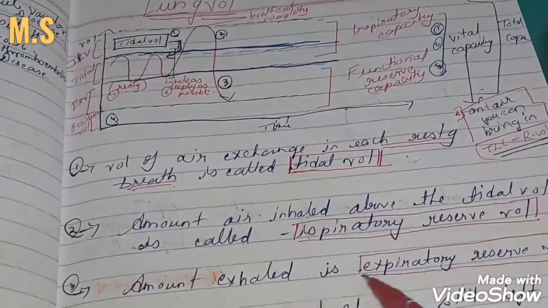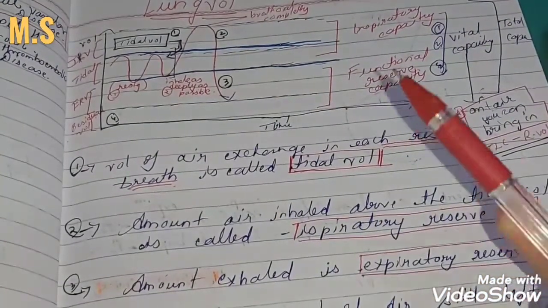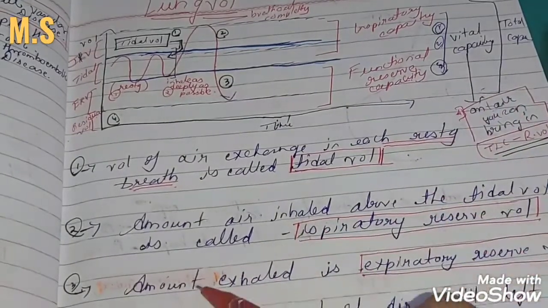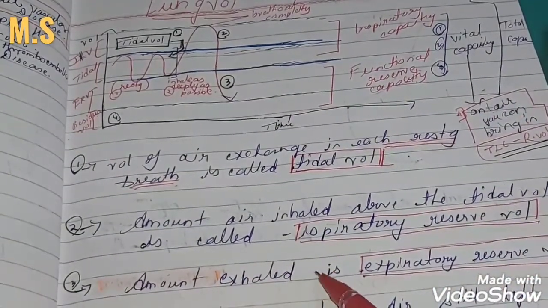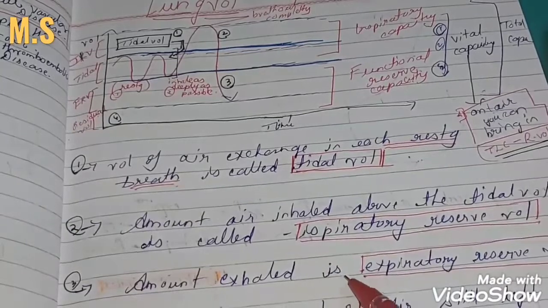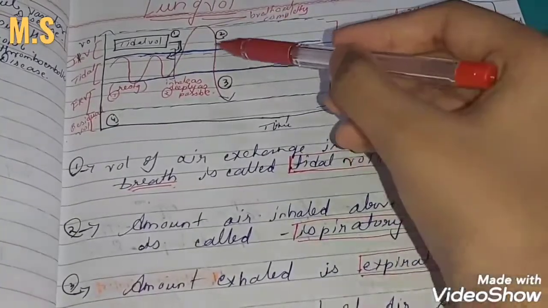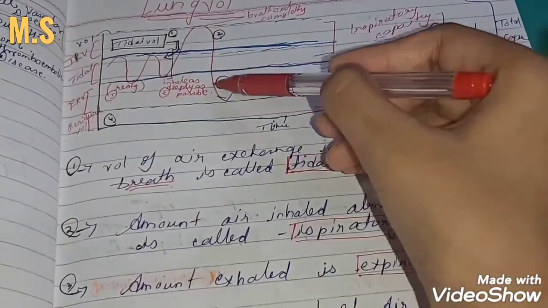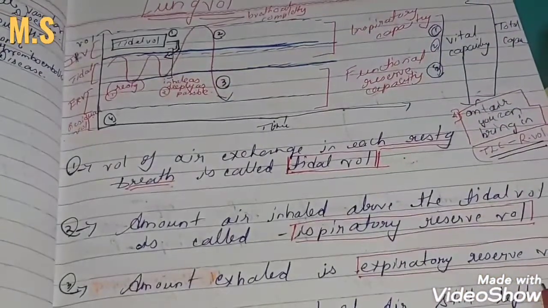The third one is expiratory reserve volume. It will be the opposite of that: the amount of air exhaled below the tidal volume, right? This one, the third one, is expiratory reserve volume.